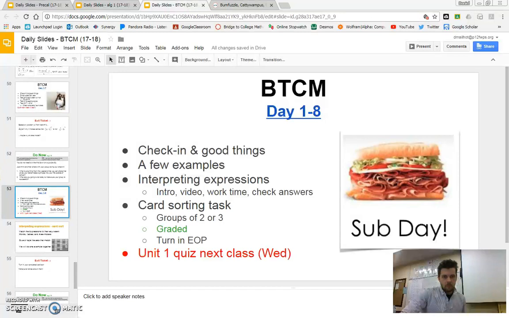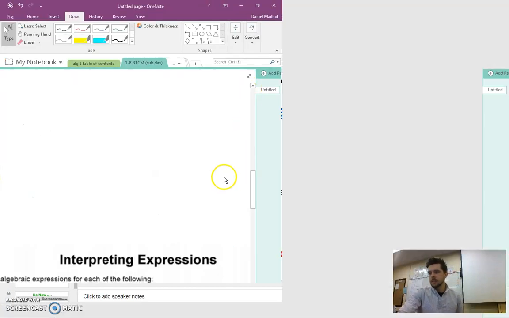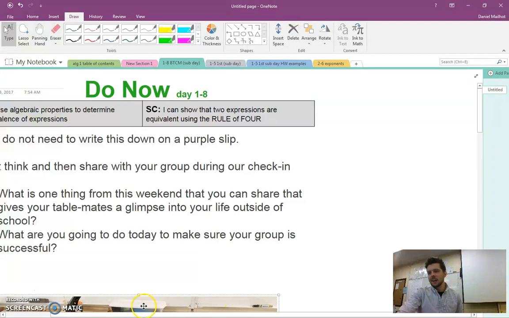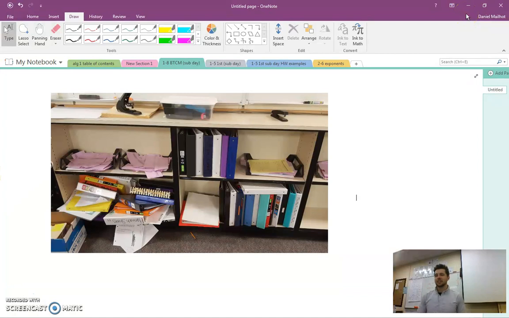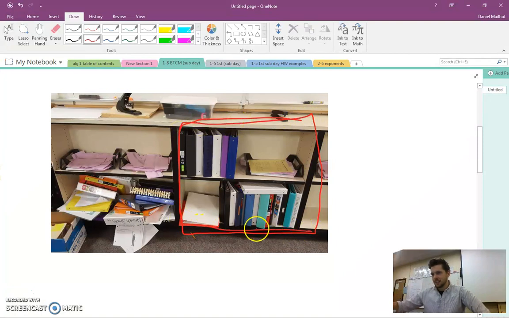So let me bring this over here. Okay, first of all, guys, come on. Let me show you this picture. Take a nice look. Yes, this is from our room. This section here is my freshman Algebra 1 class. Notice the contrast. This is my senior Bridge to College math class.